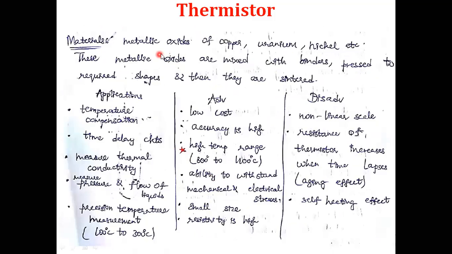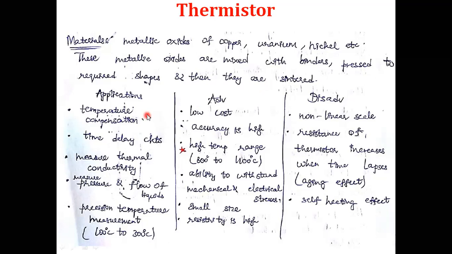Materials: the metal oxides of copper, uranium, nickel, etc. These metallic oxides are mixed with binders, pressed into the required shapes, and then sintered in the different forms of bead type, wafer type, washer type, and disc type thermistors like that.